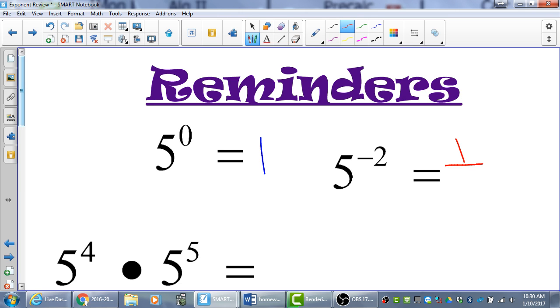This is 1 over 5 squared. Negative exponents send things either to the denominator, or if they're in the denominator, they go back up to the top. So that's 1 over 25.